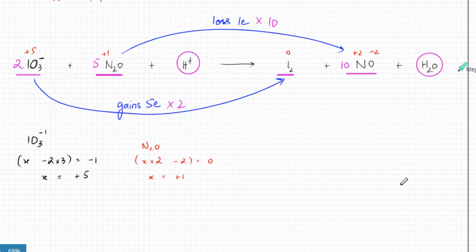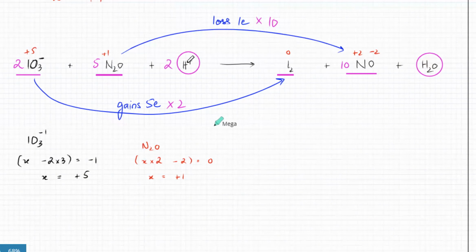What you can do is count the oxygens. That's 5 plus 6, that's 11. So that's 10 plus 1, that's 11. So that's already balanced. Then you can balance the hydrogens. That's 2 of them, so there should be 2H plus 1 ions over here as well. So now the equation is balanced.